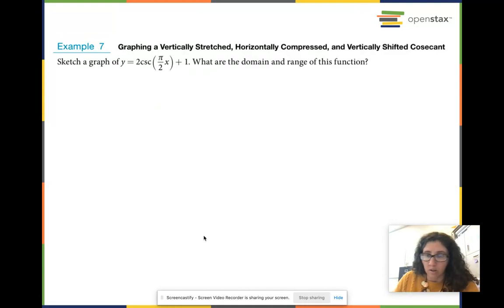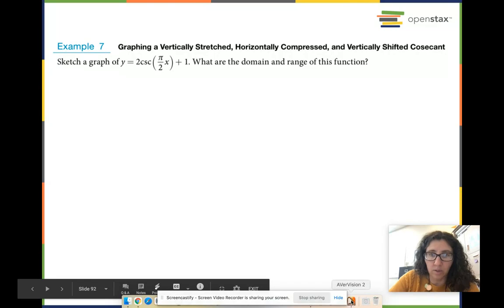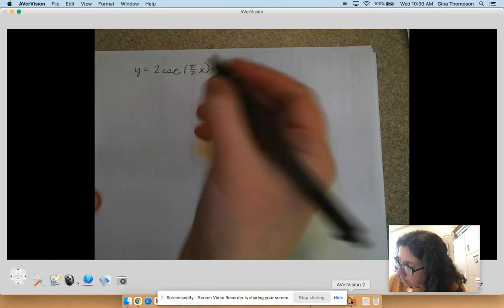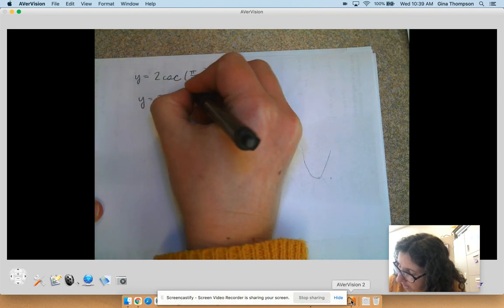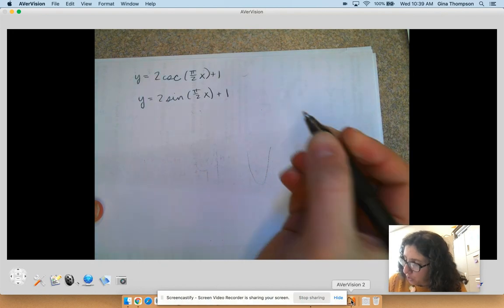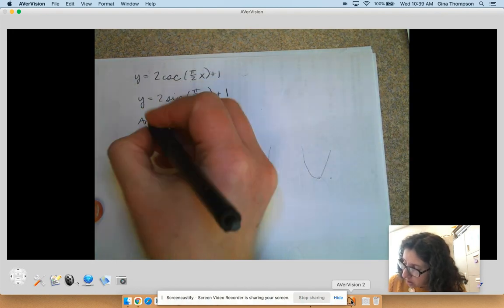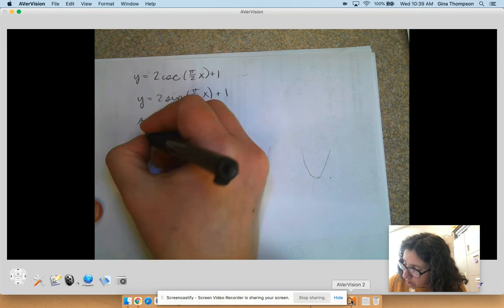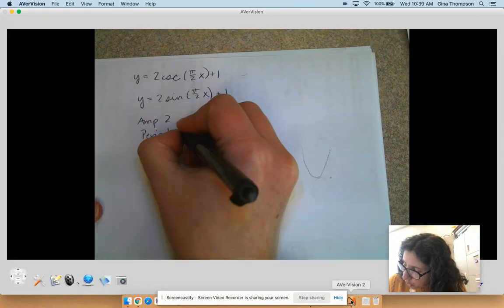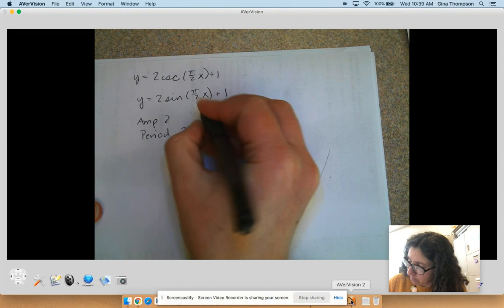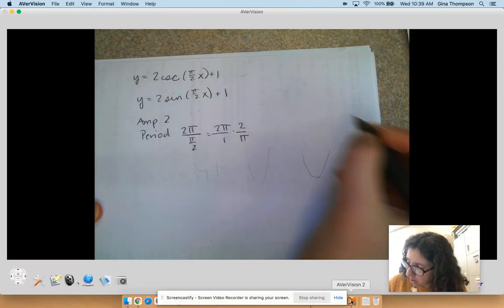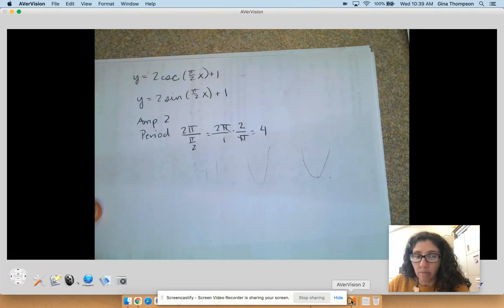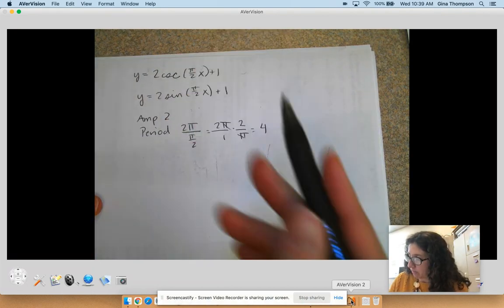One last one. 2 cosecant pi halves x plus 1. Let's do this one. All right, so again, we've got sine. So I'm going to write this as y equals 2 sine pi halves x plus 1. So our amplitude is 2. No vertical reflections. Our period is 2 pi divided by pi halves. So 2 pi times 2 over pi. We could write this as 1 if we wanted. So our period is 4. Our vertical shift is up 1.